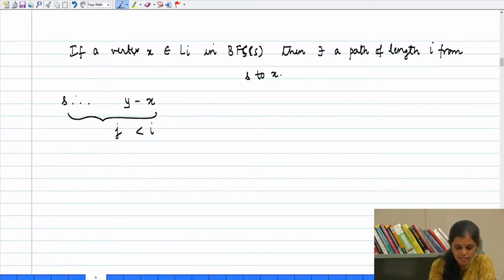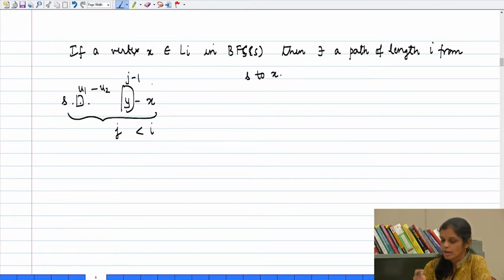So let's look at the first vertex on this path. Let's say s to u1. This u1 must have been put in layer 1 during our BFS exploration. Similarly, the vertex u2, if that is the next vertex on this path, must have been put into layer 2, and in particular y must have been put into layer j minus 1, and therefore x must have been put in layer j during the exploration. But we know that x has been put into layer i, which is strictly larger than j, which means that either our BFS exploration is incorrect or there is no such shorter path.